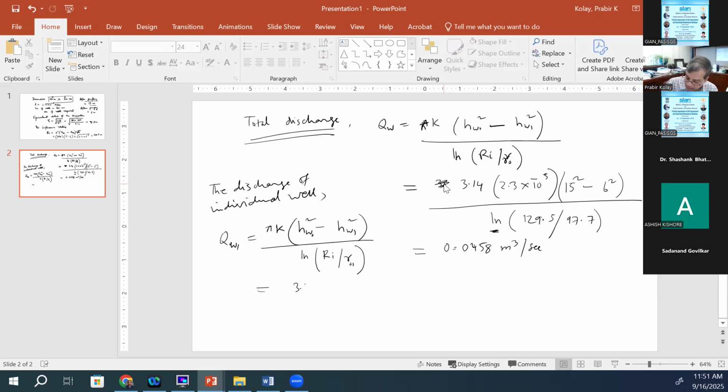Whatever this is, pi is equal to 3.14, times k, which is the same, 2.3 times 10 to the power minus 5. HW squared, H is the same, 15 squared, minus the drawdown 6 squared, again ln. How much is Ri? 129.5.